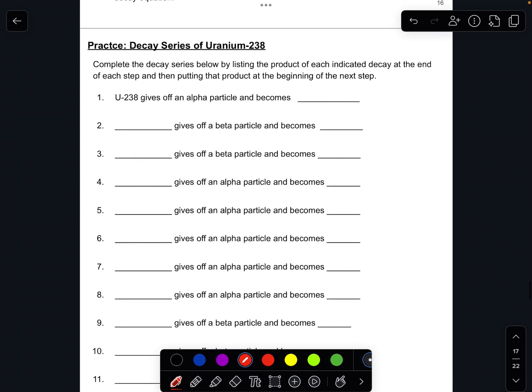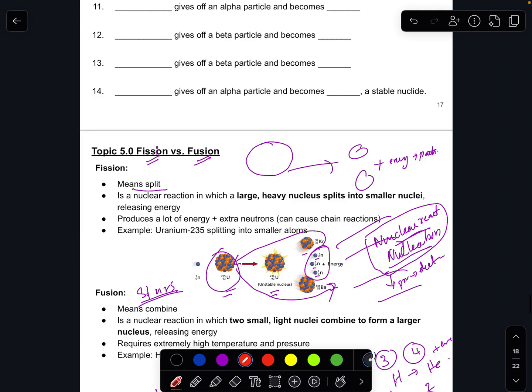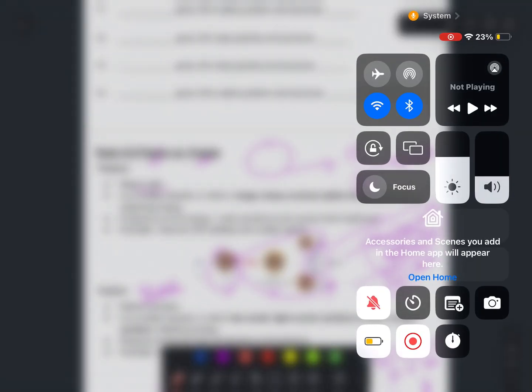Okay, so finish the rest. So this is the normal one, uranium-238, atomic number 92. It is emitting alpha particles, so it will be 2 helium plus the product, and you will get 90 and 234. Look at the periodic table and write the product element and complete that.